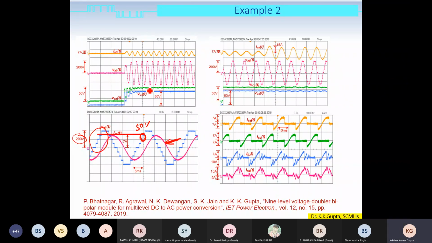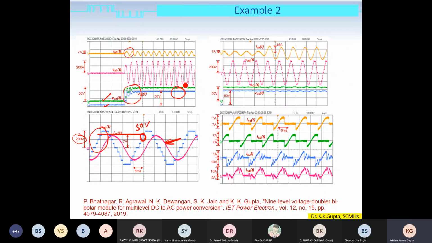Also, I was talking about the balancing of the voltages of the capacitors. Here we have shown the two voltages, right, during the startup. As soon as you start this inverter, and as soon as the load current builds up, the capacitors also get charged to the predicted values of 50 volts each, right? And they are fairly maintained.